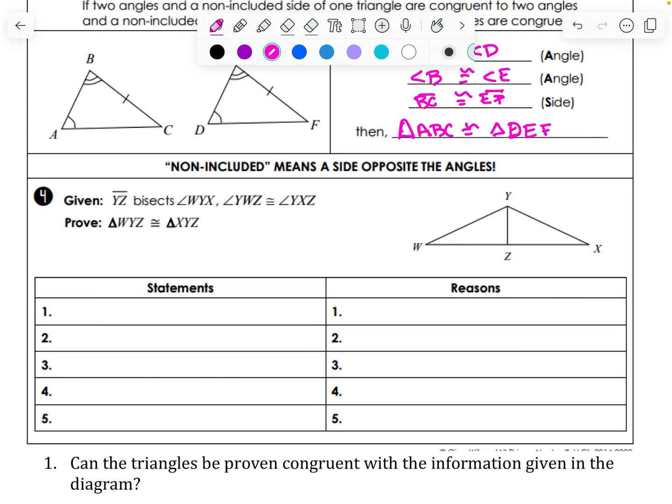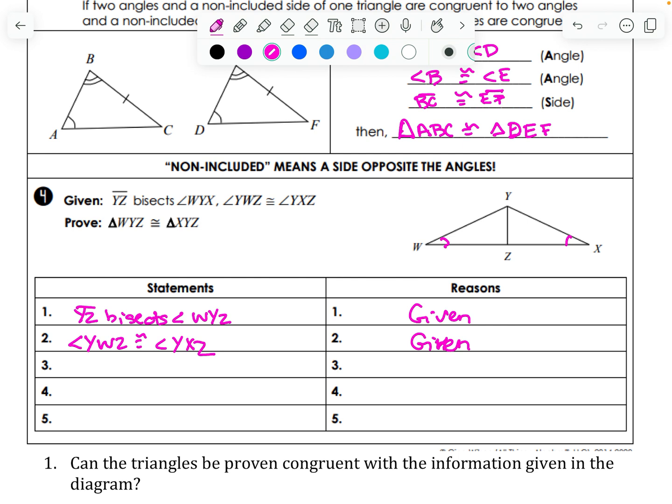Okay, so let's see what our proof looks like. First thing we have, YZ bisects WYX, and angle YWZ is congruent to angle YXZ. These two are given. And we're going to mark our diagrams. YWZ is congruent to YXZ. Okay, so we have those 2 angles.